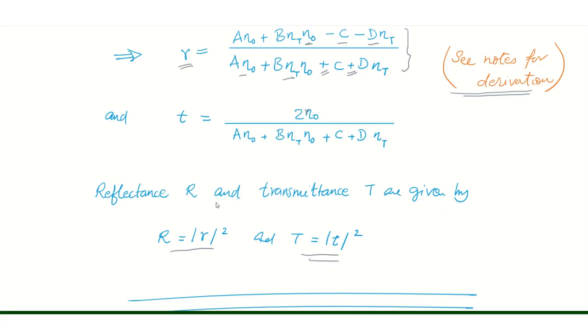You cannot directly measure the electric field E0 and Et, or E0 prime, the reflected amplitude. This is not something that you measure with a device. What we measure is the intensity: input intensity, transmitted intensity, and also the reflected intensity. That's why reflectance is important and transmittance is important.